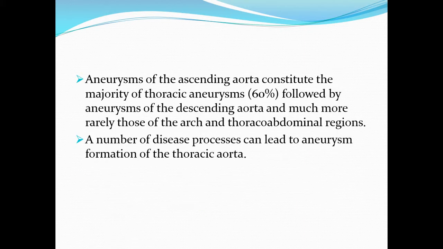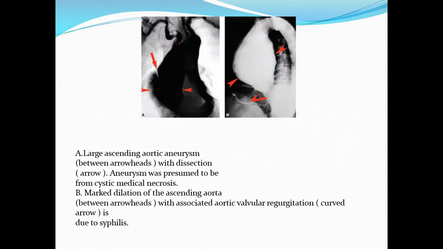Aneurysms of the ascending aorta constitute the majority of thoracic aneurysms, up to 60%, followed by aneurysms of the descending aorta and, much more rarely, those of the arch and the thoraco-abdominal regions. A number of disease processes can lead to aneurysm formation of the thoracic aorta. For example, you can see here a large aneurysm in the ascending aorta with dissection, this tiny flap. It was presumed to be from cystic medial necrosis.